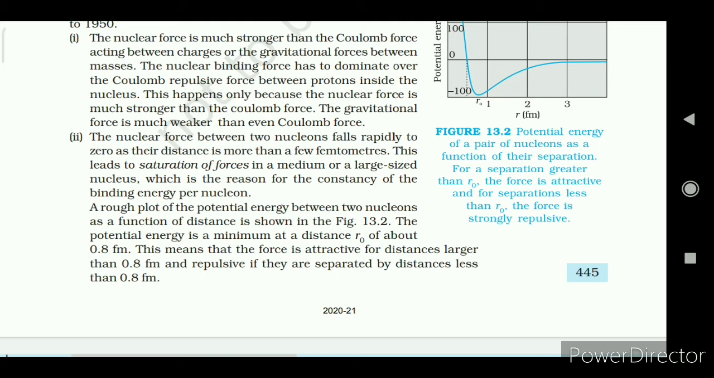Different radionuclides differ greatly in their rate of decay. A common way to characterize this feature is through the notion of half-life. Half-life of a radionuclide is the time it takes for a sample that has initially, say, N0 radionuclei to reduce to N0 upon 2. Putting N equal to N0 upon 2, t equals t half.